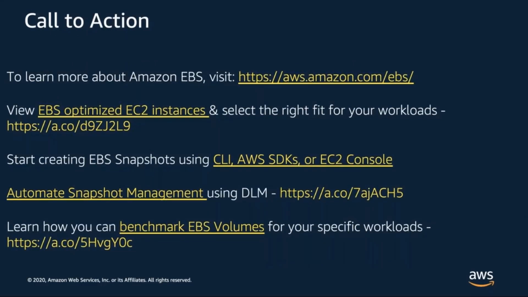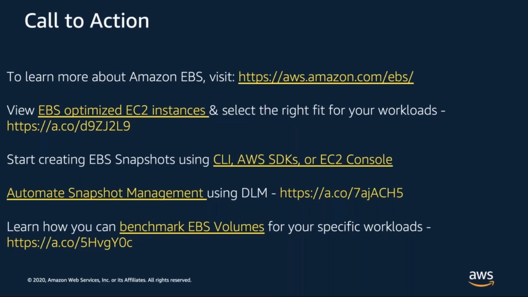What do we need from you? To learn more, go to the links shown here at the Amazon EBS page. There is a lot of information about EBS volume types, their respective performance characteristics, and the latest throughput characteristics as well. EBS optimized EC2 instances are provided here in this reference. This will help you select the right fit for your workloads in combination with the EBS volume types.